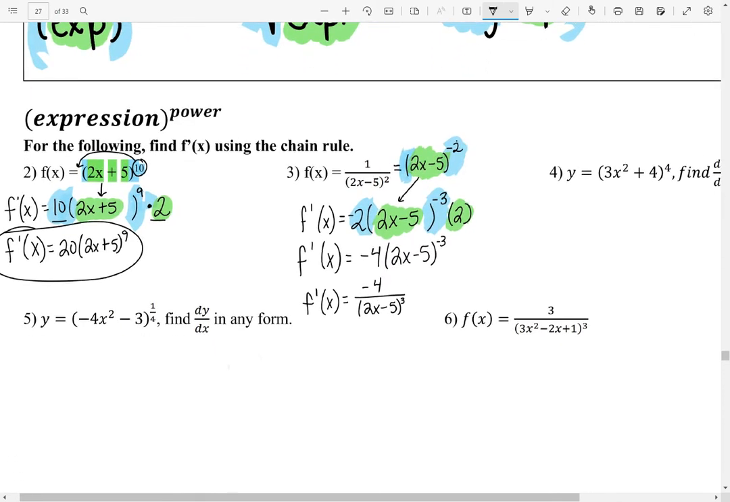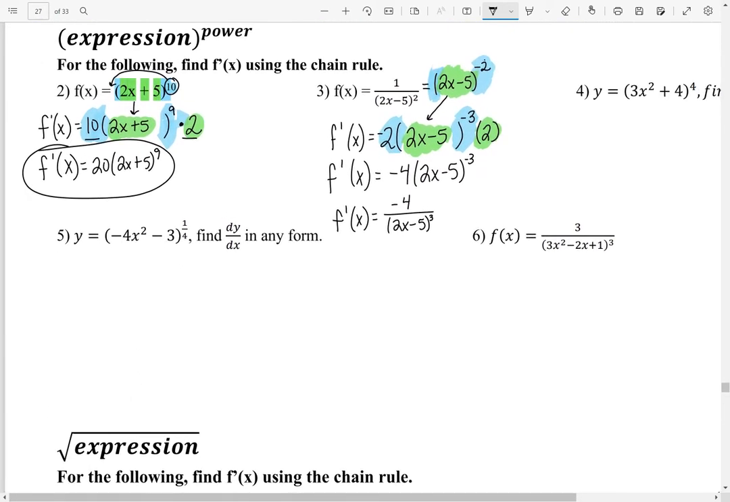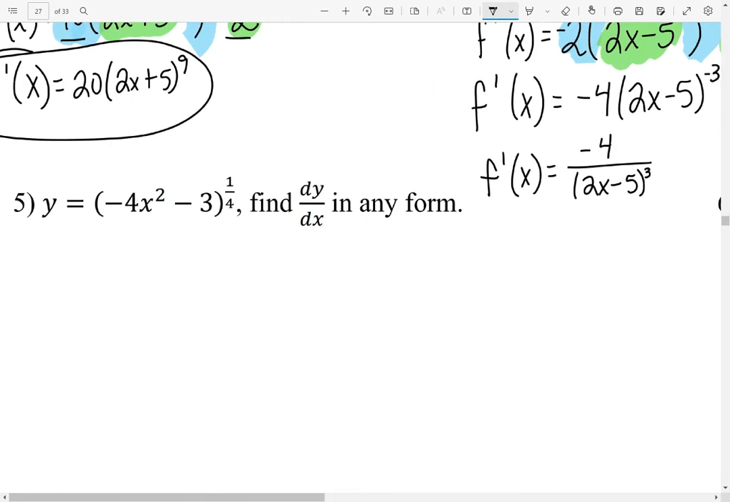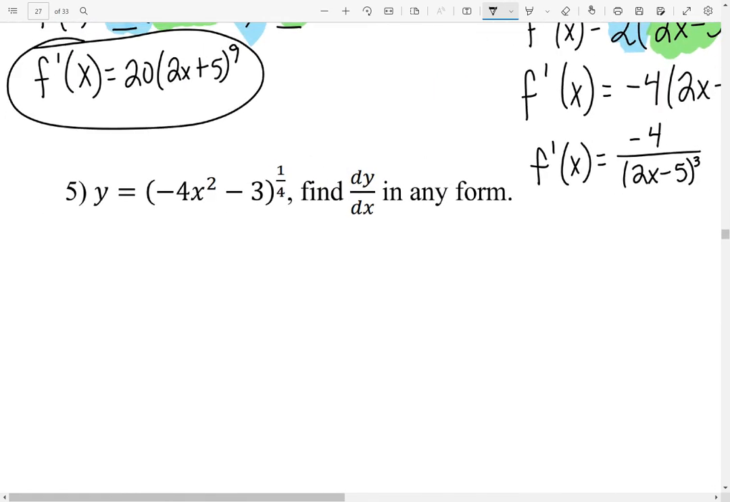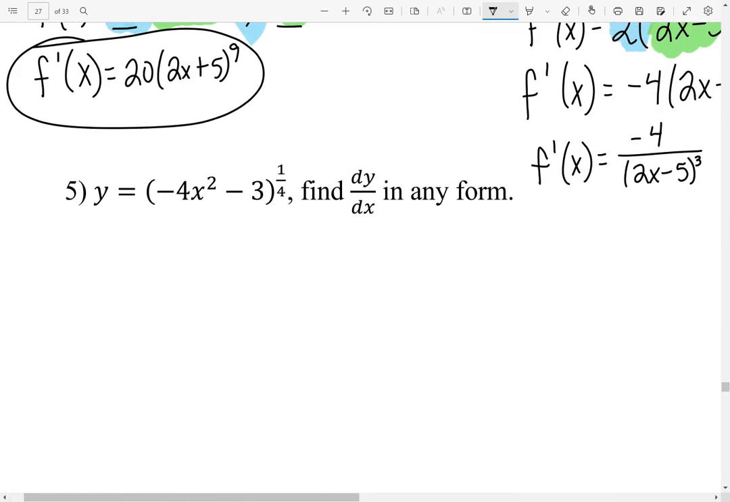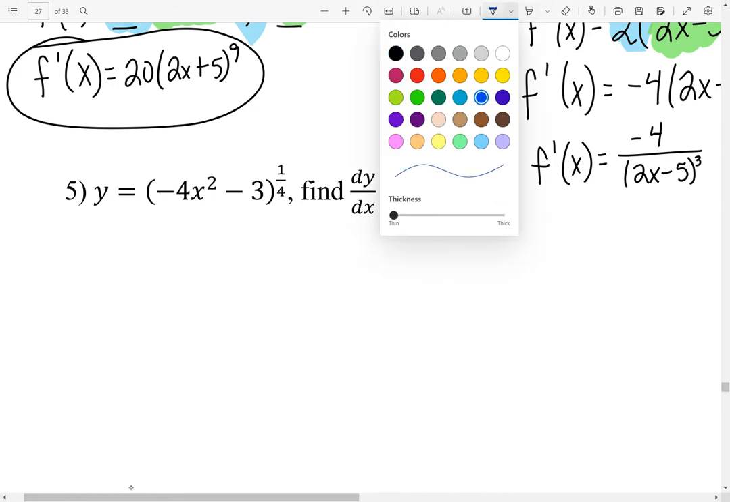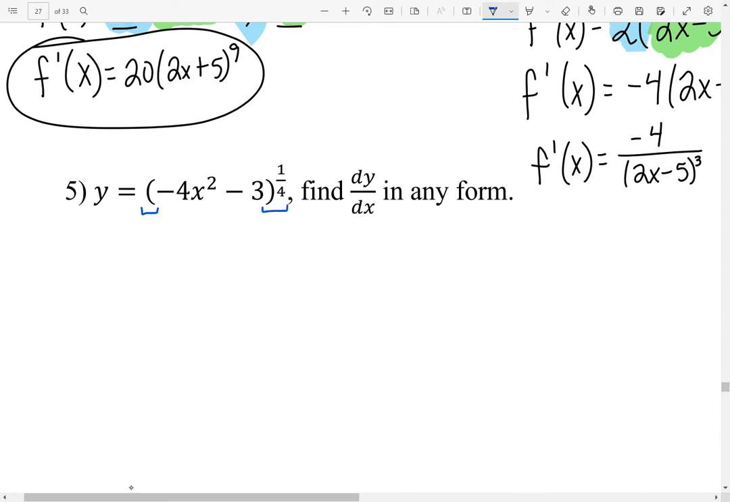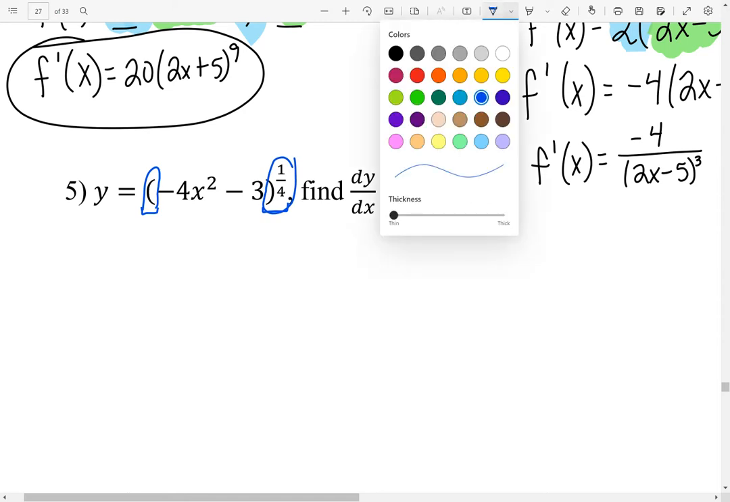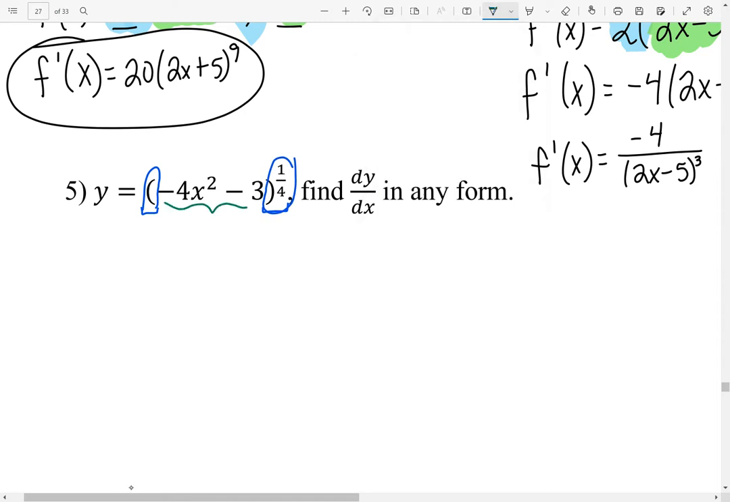Let's do one with a fraction. So let's look at 5. For example, 5, my outside expression will be the parentheses to the 1/4. So this is the outside expression. And then the inside expression is the negative 4x minus 3.